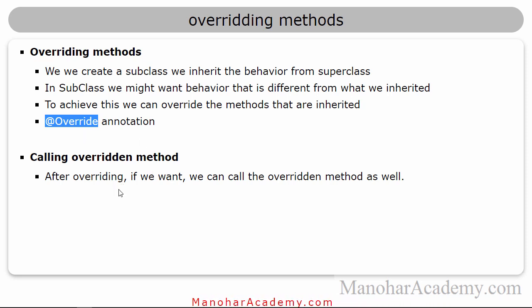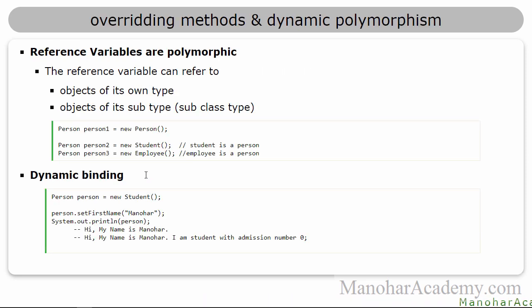Also, after overriding, you can call the superclass's overridden method using the super keyword. You can use super dot, followed by the method name, to call the overridden method from the superclass. As a result, whenever you are overriding a method, for that method you have two different implementations, one in the superclass, one in the subclass.